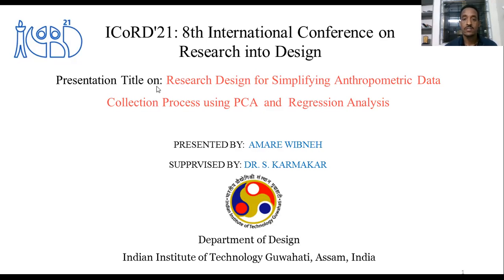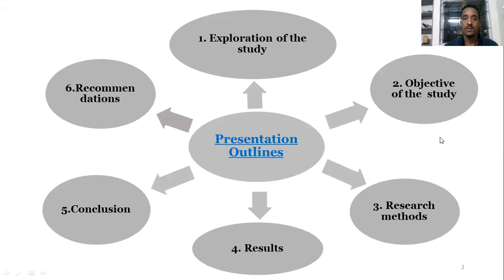This research design is not only used for simplifying the anthropometric data collection process, but it can also be used for other applications. We'll see that in the recommended section at the last. The presentation outline covers six sections: the exploration of the study, objective of the study, research method, result, conclusion, and at the last we'll see the recommendation or suggestion.